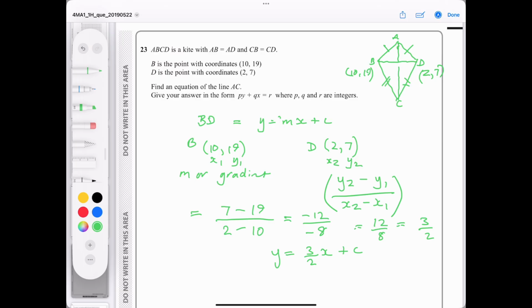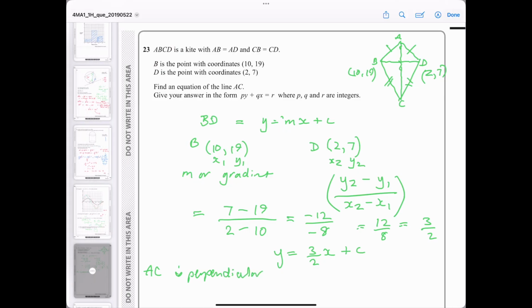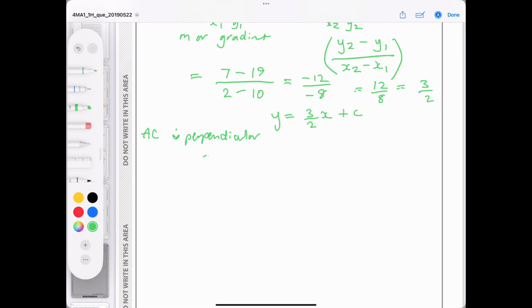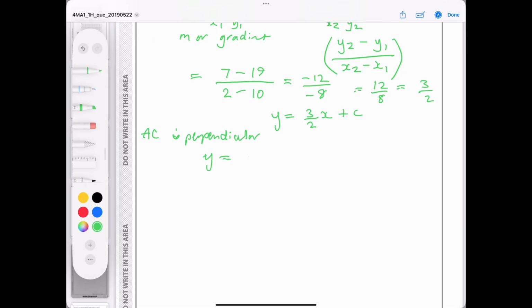And I'll tell you why, because all we know now is that AC is perpendicular. If we know something's perpendicular, then all we need to do is take the 3 over 2 and do the negative reciprocal. So we know that y equals minus 2/3 x plus c. And that c is what we don't know.